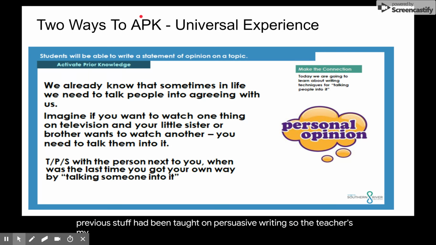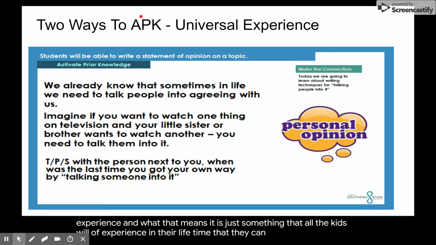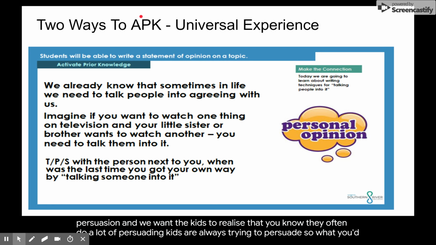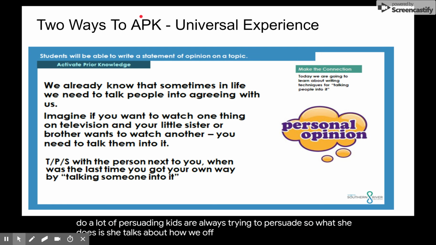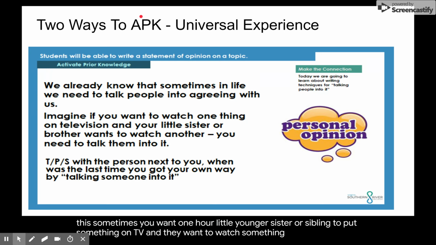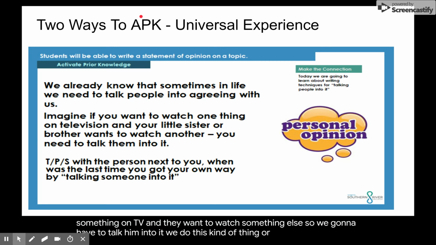So the teachers made a decision to activate prior knowledge using a universal experience. And what that means is just something that all the kids will have experienced in their lifetime that has something to do with what they're teaching that day. So in this case, we're talking about persuasion. And we want the kids to realise that they often do a lot of persuading. Kids are always trying to persuade. So what she does is she talks about how we often need to get people to agree with us. Sometimes we might want our younger sister or sibling to watch something on TV and they want to watch something else. So we're going to have to talk them into it. We do this kind of thing all the time in life.